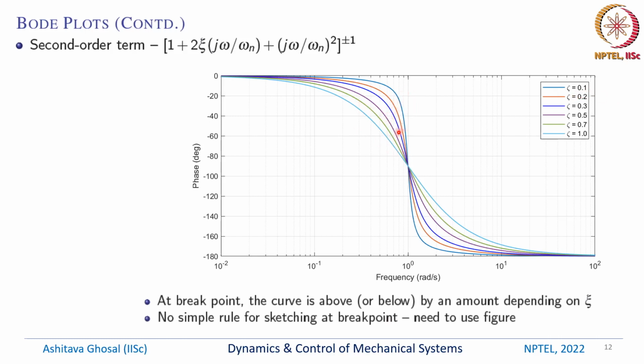There is a difference here when psi is 0.1 or psi is 1. If psi is 1, it looks like this. When psi is 0.1, it is higher. Again there is no simple rule for sketching at the break point. You need to actually compute this phase angle. We can always compute it, which is tan inverse of the imaginary part divided by the real part, and then we can plot. But the basic idea is below this breakpoint it is 0, and above this breakpoint it is minus 180.